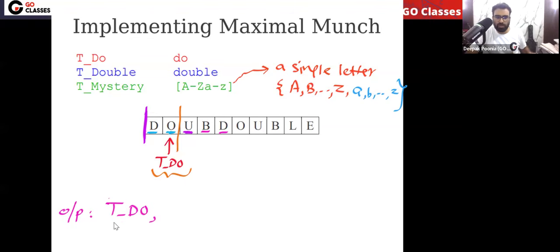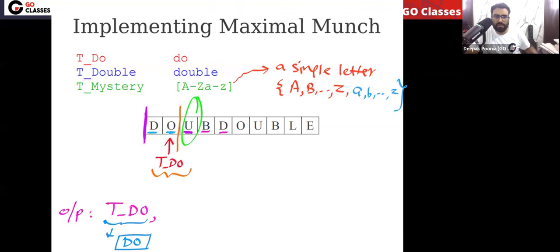Okay, this will be there in the output. And what will be the corresponding lexeme? The corresponding lexeme will be do. Okay, now remember where we will start. Now we will go back and we will start from here, because so far we have done the tokenization. Okay, this we have already done. Now again we will start from here.